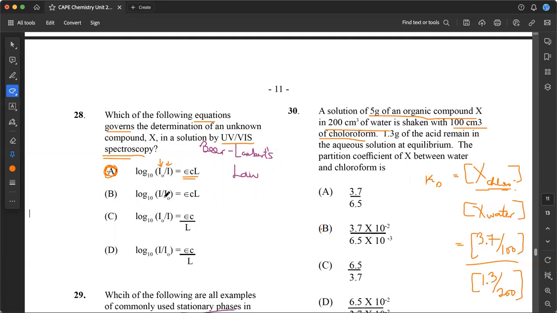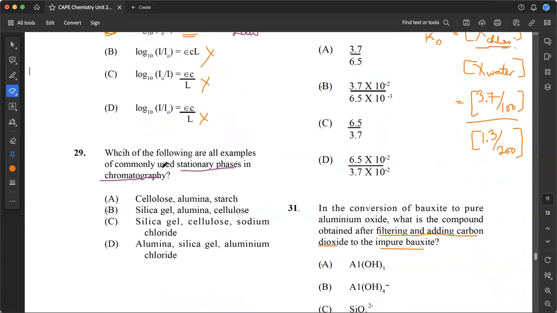This one, the terms are flipped, and so this wouldn't be correct. And this isn't Beer-Lambert's law, and this isn't Beer-Lambert's law either. So our answer is A because it's a log of I naught over I equal to ECl, right? So 28 is A. And so moving along to 29, 29 asks which of the following are all examples of commonly used stationary phases in chromatography?